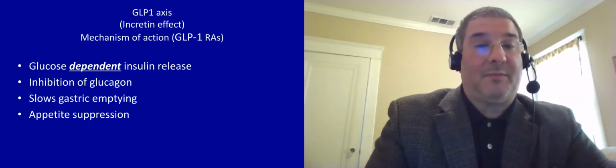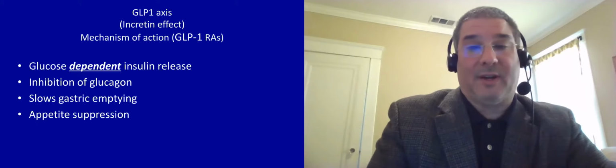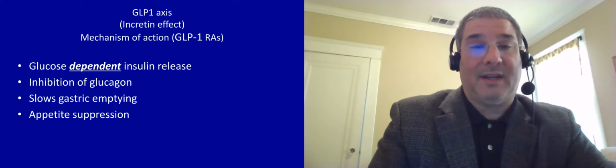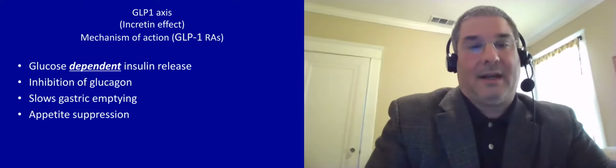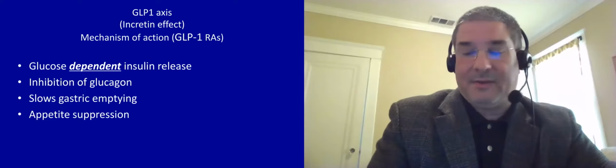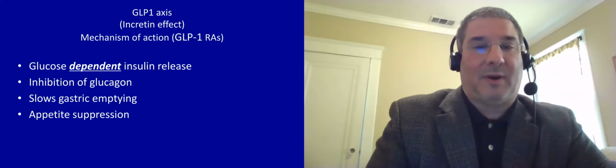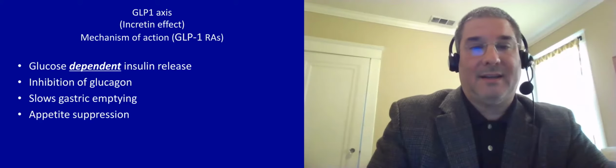So getting to the GLP-1 axis, this is addressing what is the incretin effect. And normally, it turns out that insulin release's primary driver is macronutrients or carbohydrate in the gut, not the blood sugar.